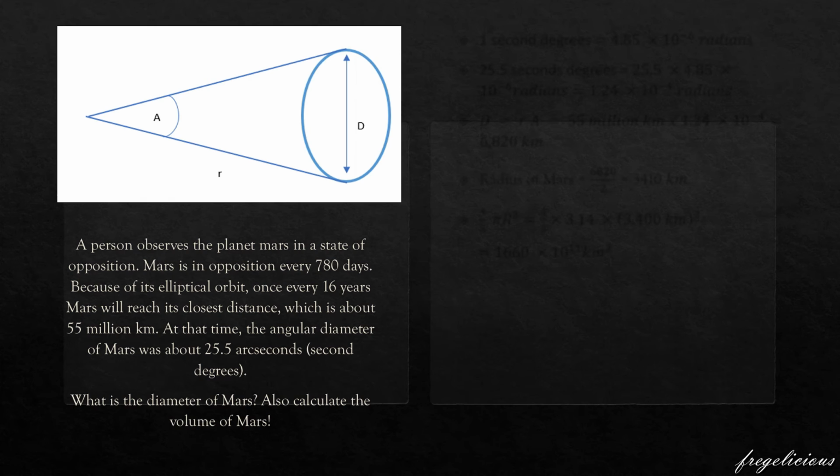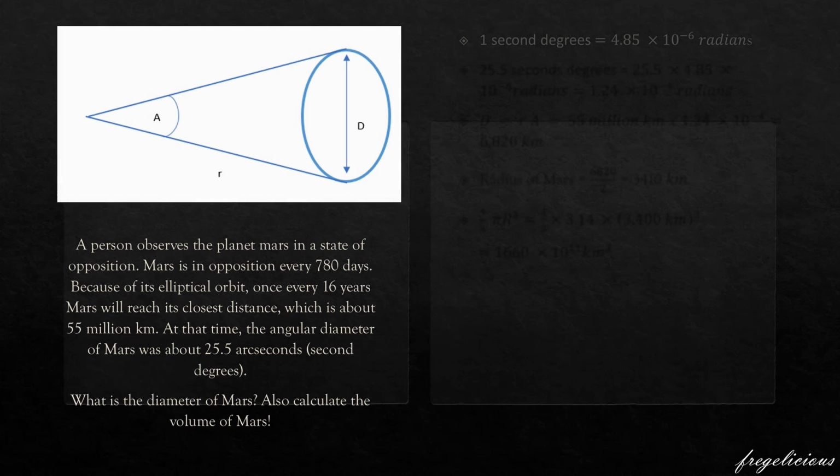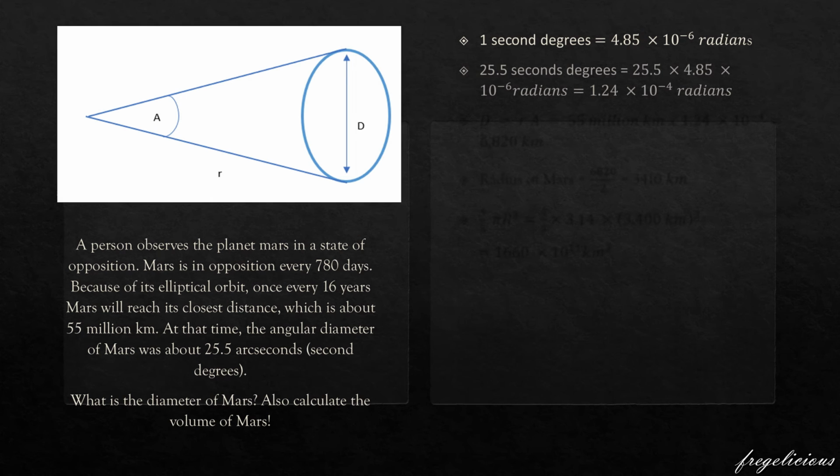From the example before, we get that 1 arcsecond equals 4.85 times 10 raised to the power of -6 radians. So 25.5 arcseconds equals 1.24 times 10 raised to the power of -4 radians. By using the triangle on the side, we get D equals R times A equals 55 million kilometers times 1.24 times 10 raised to the power of -4, which equals 6820 kilometers.